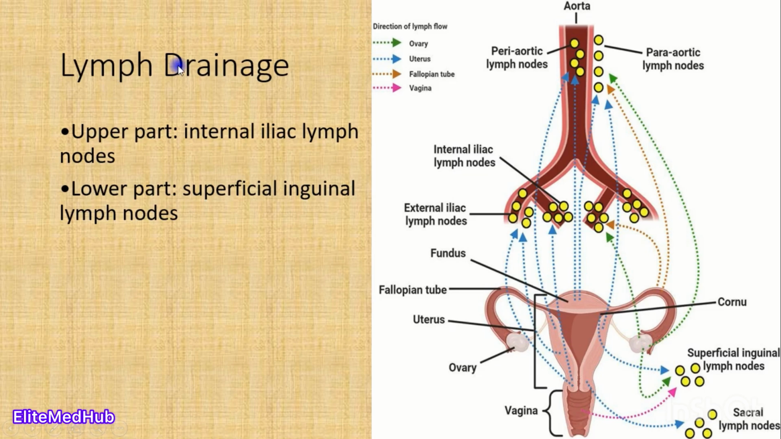So let's move to the lymphatic drainage of the vagina. The upper part is drained by the internal iliac lymph nodes. This is the upper part of the vagina. It is drained by the internal iliac lymph nodes. The lower part of the vagina is drained by the superficial inguinal lymph nodes. This is the lower part of the vagina, drained via the superficial inguinal lymph nodes.